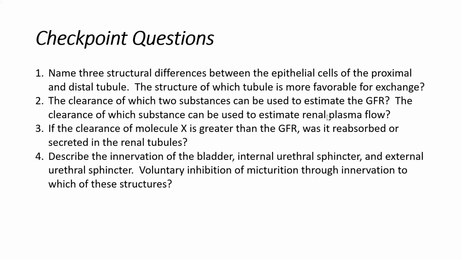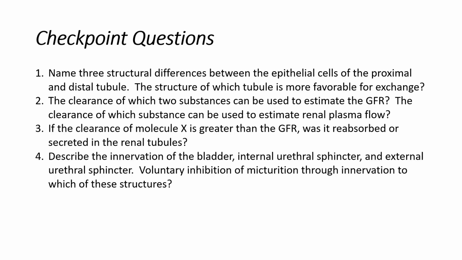Okay. The second part of the question, the structure of which tubule is more favorable for exchange, that would be the proximal tubule, where we see unregulated exchange. So things can go freely through the cell itself. There's more space for that. There's more energy for that. Things can also go freely through the sides of the cell because there's less of that secure tight junction.